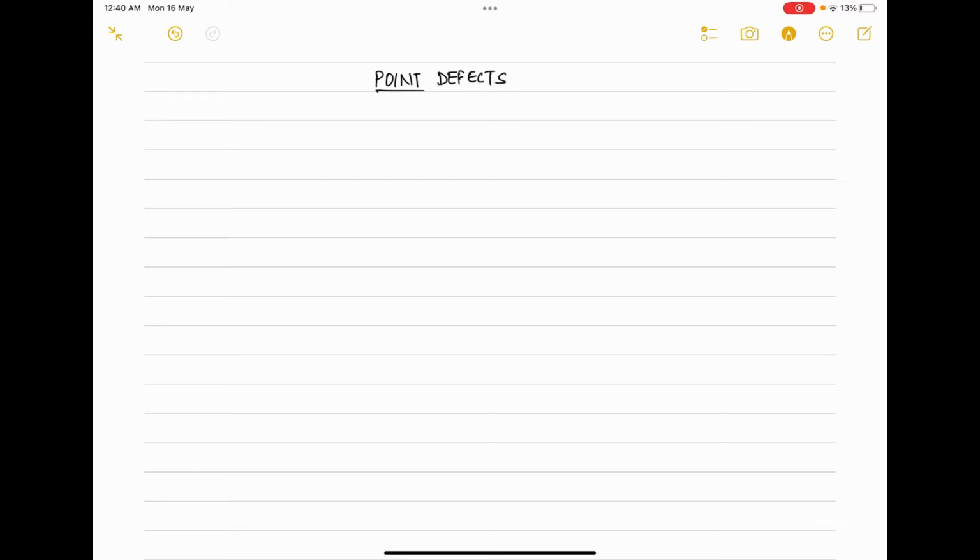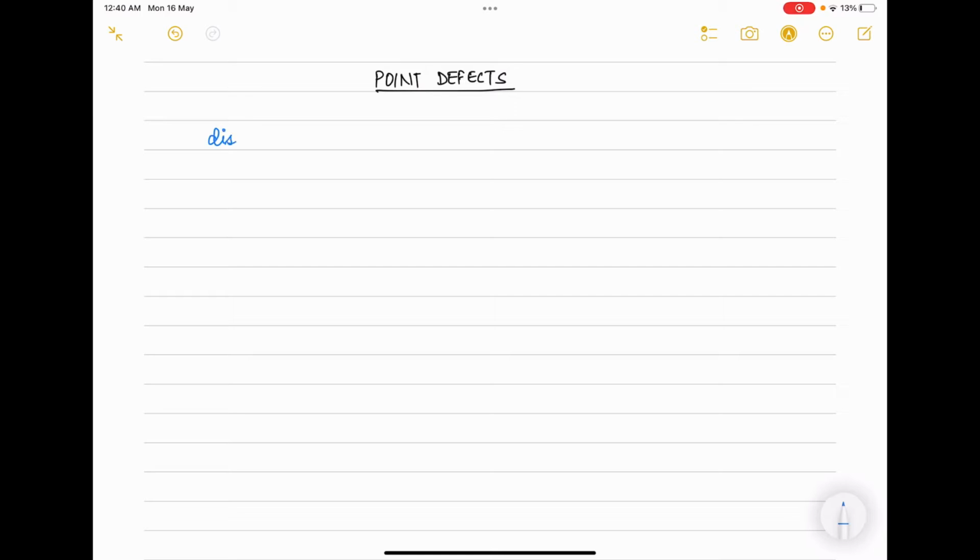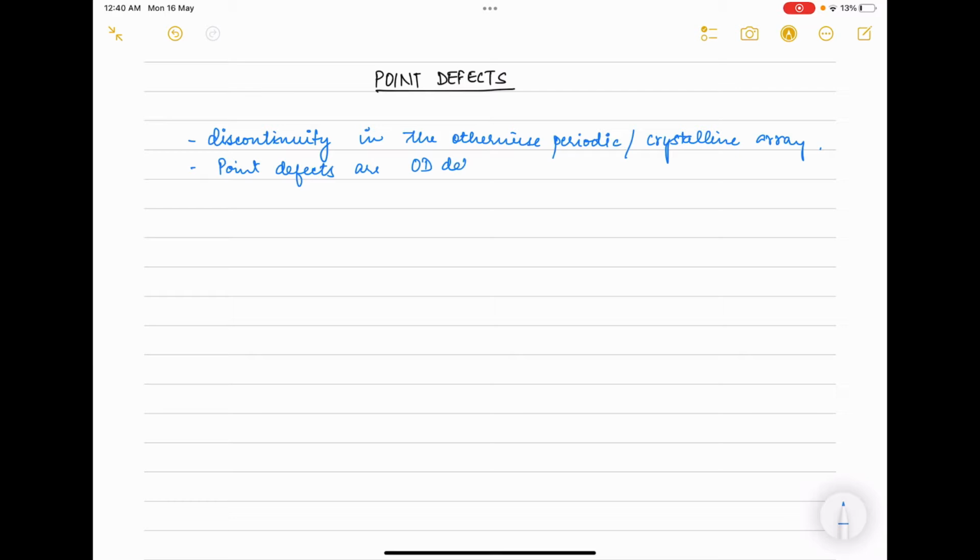So what are defects basically? Defects are actually any kind of discontinuities in the crystalline array. So any kind of discontinuity in the otherwise periodic or crystalline array. Okay. So point defects are actually zero-dimensional defects. Point defects are 0D defects.